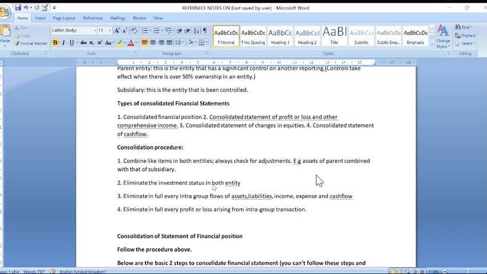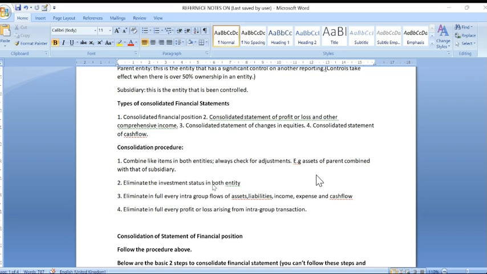So these are the procedures that you need to know. These are the 4 key major procedures that you need to note. Number 1, you are only going to combine like items. In other words, you combine the asset of the subsidiary with that of the parent. You combine the liability of the parent with that of the subsidiary. You don't combine asset of subsidiary with the liability of parent. You don't combine asset of subsidiary with equity of the parent. You combine like items in both entities.